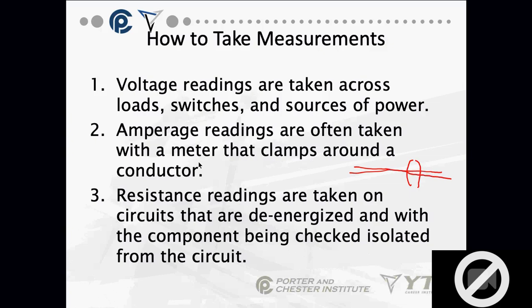Resistance readings are taken on circuits that are de-energized, and with the component being checked isolated. Do I really care about that with a one light bulb circuit? No, it really doesn't matter. But do I care about it with multiple bulbs? Oh yeah, or multiple paths, because you can have the power going the wrong direction. So you need to isolate components when you're taking a resistance reading. And again, the circuit must be de-energized.